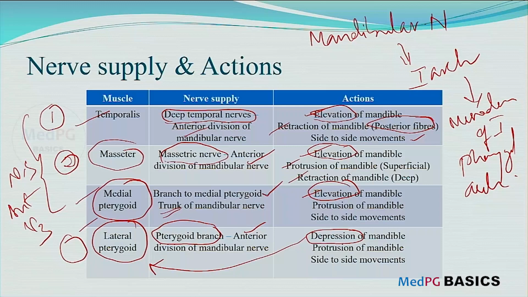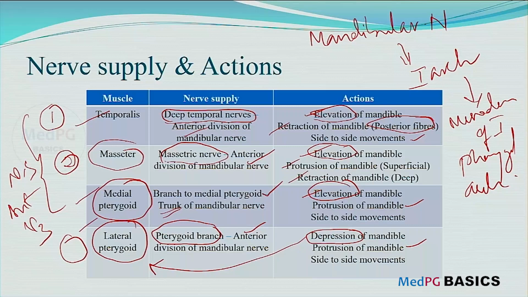Now when it comes to the other movements related to the pterygoid muscles, both the medial and the lateral pterygoid contract simultaneously with the similar muscles of the opposite side. What I mean to say is, the medial and the lateral pterygoid muscle of the right side along with the medial and the lateral pterygoid muscle of the left side, when they contract simultaneously, they bring about protrusion of the mandible.